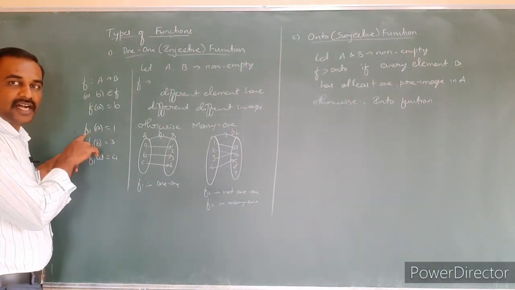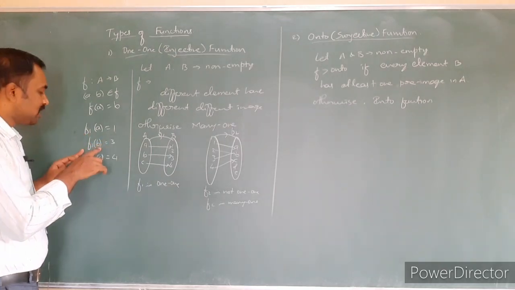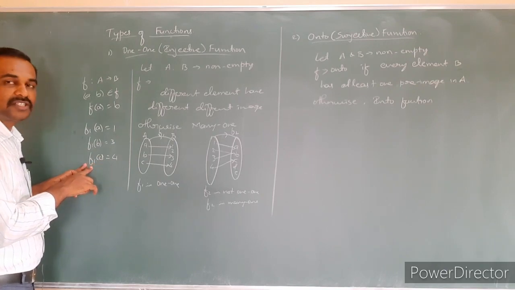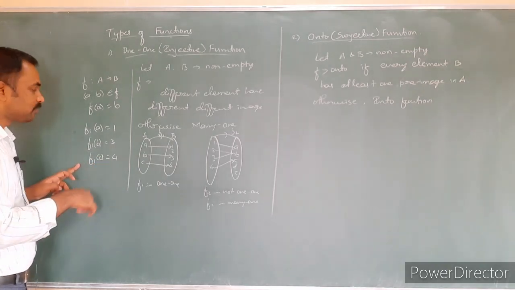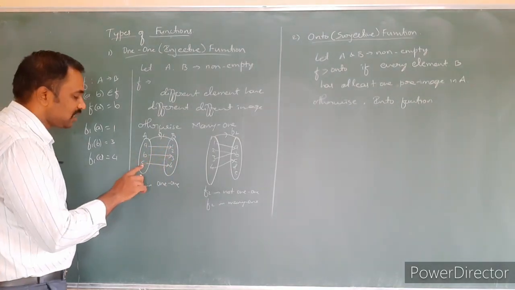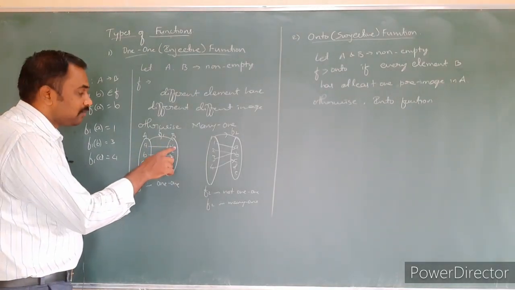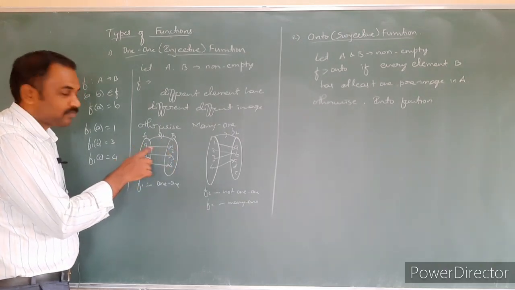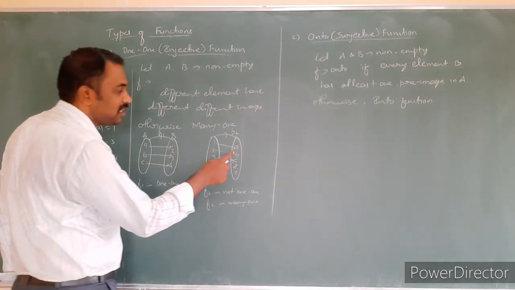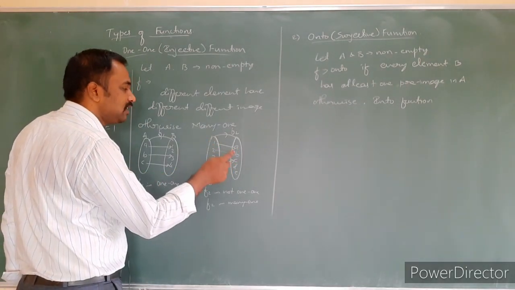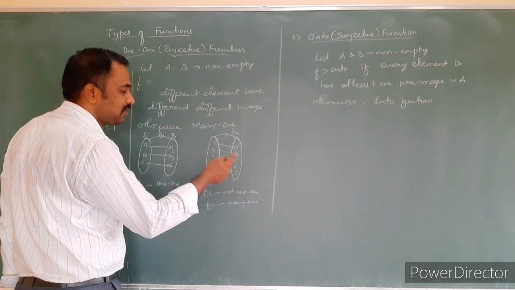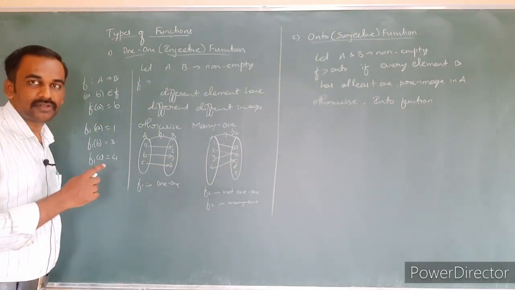Here, image of A under the function f1 is 1. Image of B under the function f1 is 3. Image of C under the function f1 is 4. Similarly, pre-images: pre-image of 1 is A, pre-image of 3 is B, pre-image of 4 is C. Similarly, pre-image of A is 1, pre-image of B is 2, pre-image of B is 3, pre-image of C is 4. Are you clear about this?